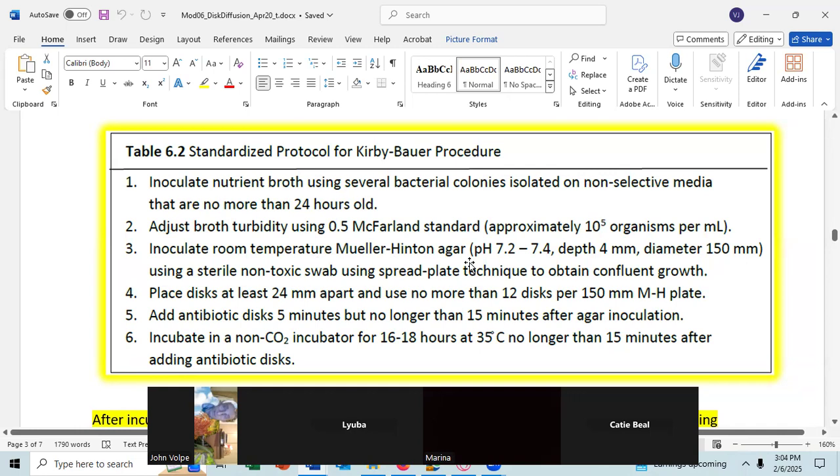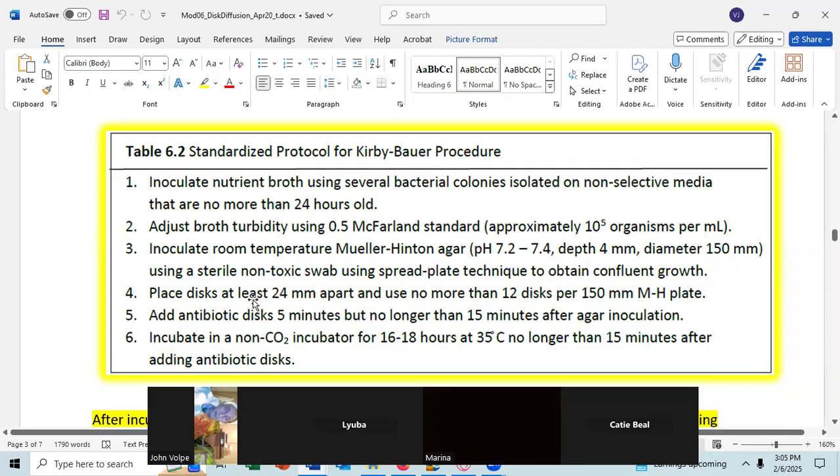Furthermore, the agar in the plate is always at a depth of 4 millimeters, because the depth of the agar will affect the zone of inhibition: the deeper the agar, the less the antibiotic will diffuse out of the disc. And then we always do it on a plate that's 150 millimeters in diameter. That's just to standardize it, same as with the Mueller-Hinton agar plates. And you always use a sterile, non-toxic swab to spread the bacteria over the plate to obtain confluent growth, meaning the bacteria should grow everywhere except maybe where there's a zone of inhibition from the antibiotics.